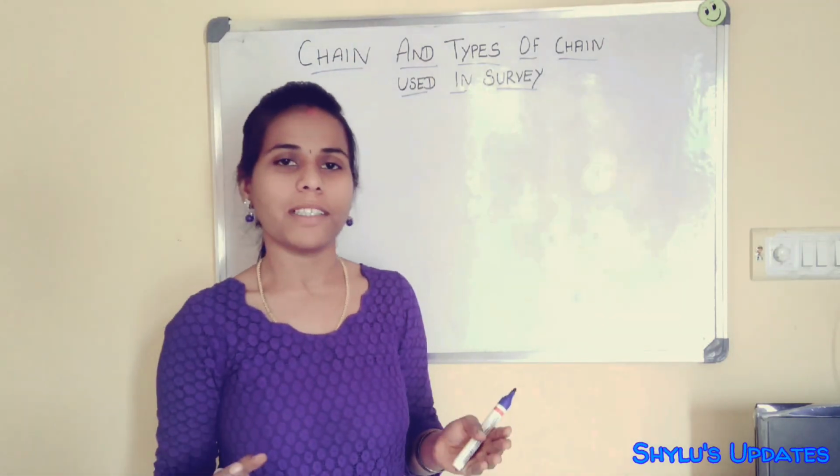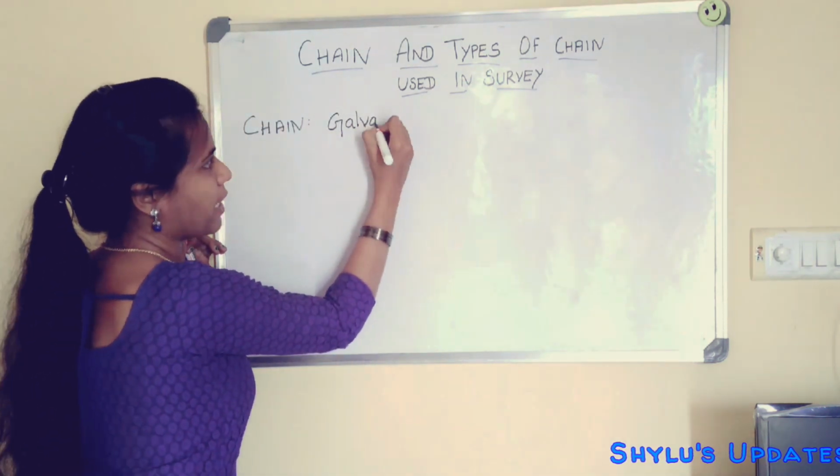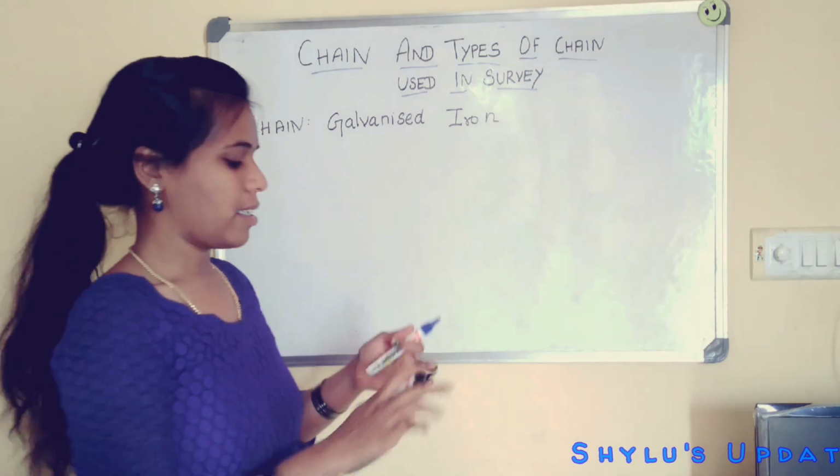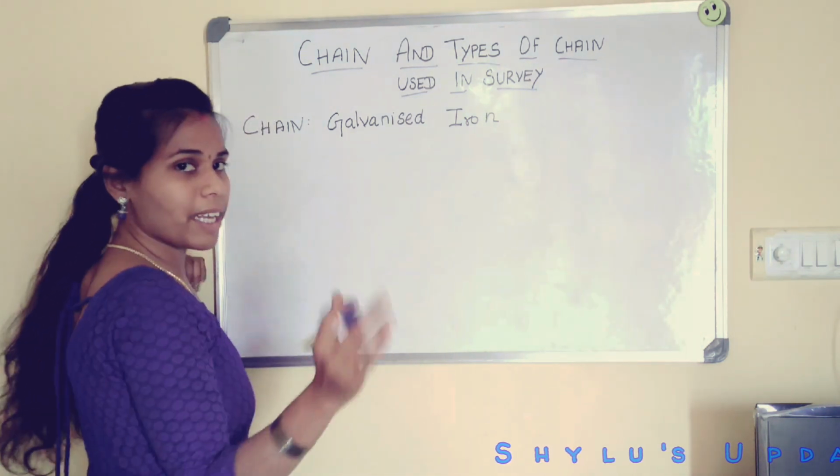Chain is made of what material? It is made up of galvanized iron. Okay. And I'm going to draw a small diagram of chain also, so that for your better understanding.